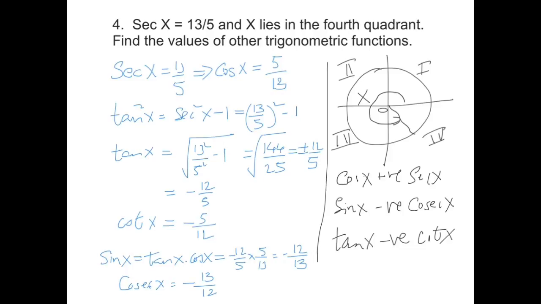Now a quick way to check the consistency of our answers would be to match the signs of these ratios that we have found, cos x, tan x, cot x, sin x, cosec x, with what we figured out from this unit circle logic here. And we see that the signs actually match with what they should be for the fourth quadrant.